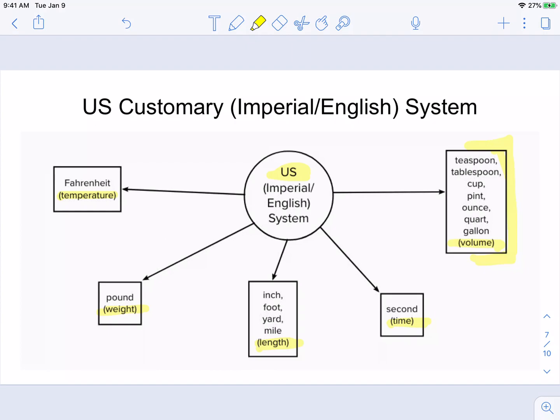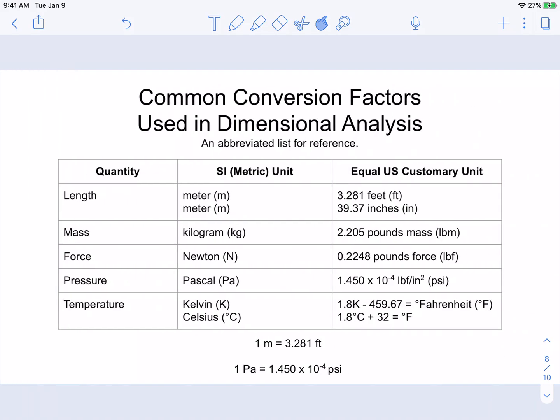So if you mistakenly take a measurement in one of these different things in the US system, you're going to need to convert it to the metric system. Do not hand in a lab report, a PSOW, with units in some US customary system. They all need to be in metric system. Okay.